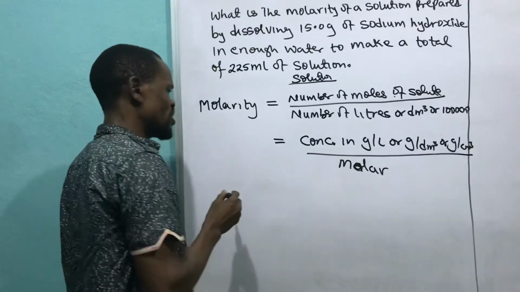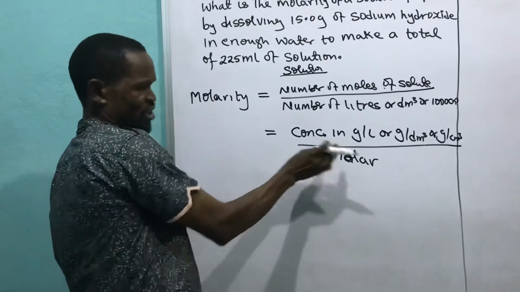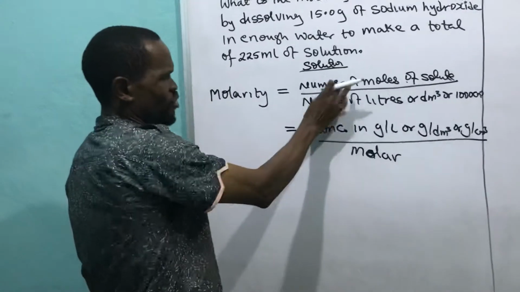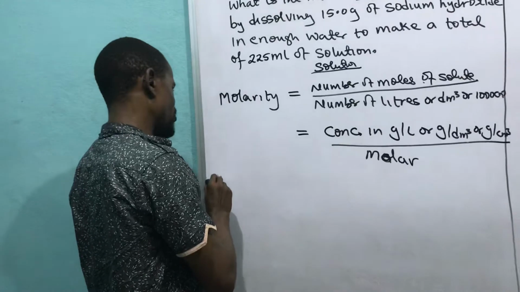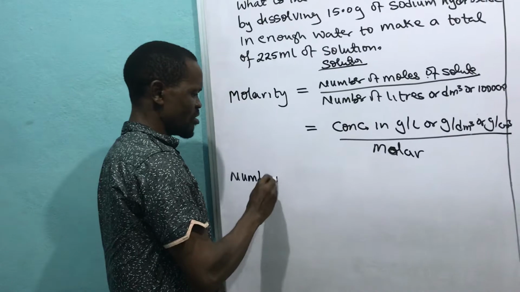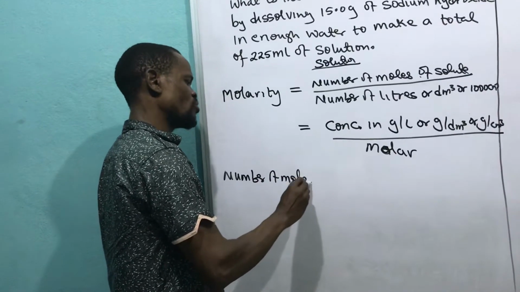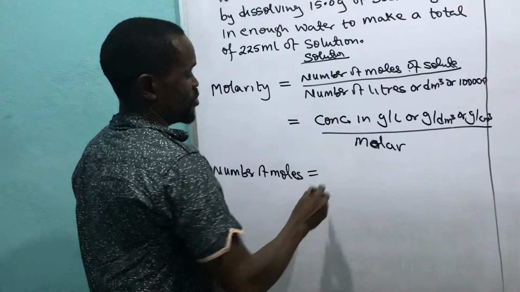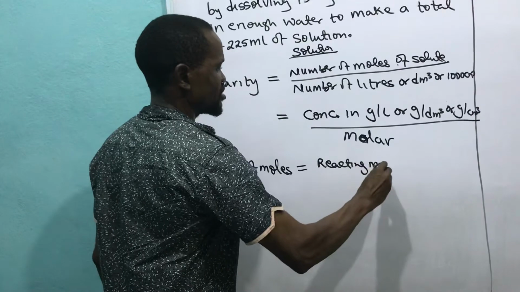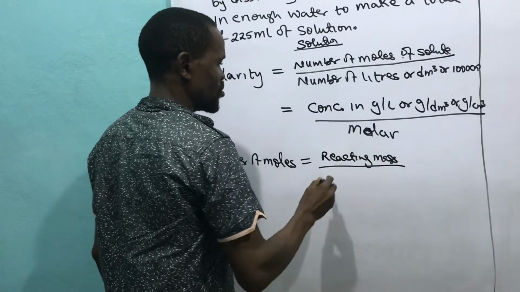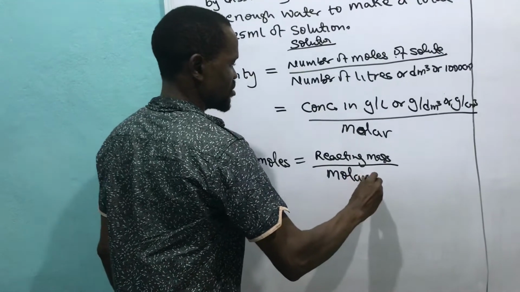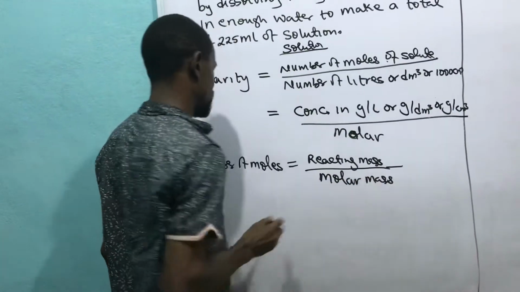Let us use the first one. I'll still use the second one. You see, you get the same answer using the two formulas. Then I'm looking for the number of moles. For me to calculate it, number of moles equals the reacting mass over molar mass. That is our number of moles.